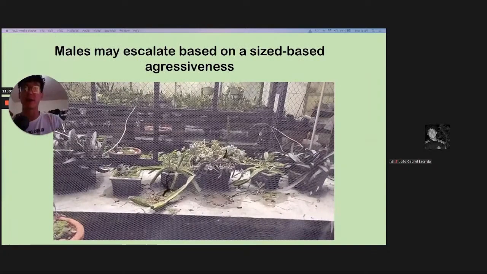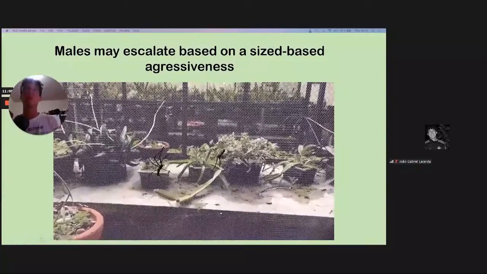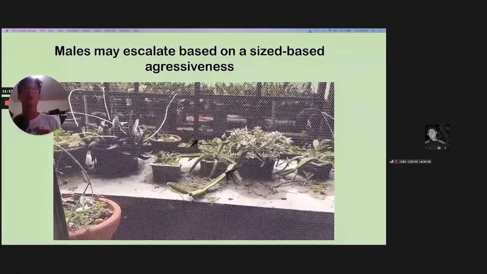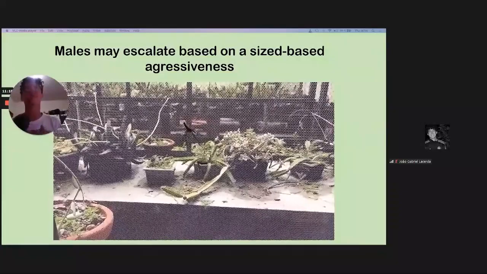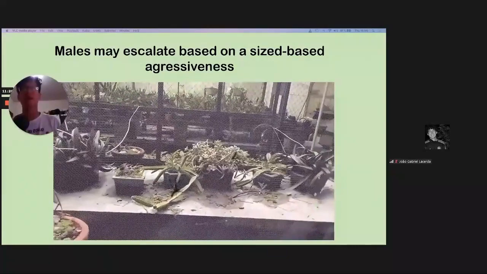So I have a video to show here, where we have two bigger males, so greater body size males, that quickly go from the vibration interaction to a physical aggression phase. That can happen when you have two bigger males. So males seem to be more aggressive when they are bigger.